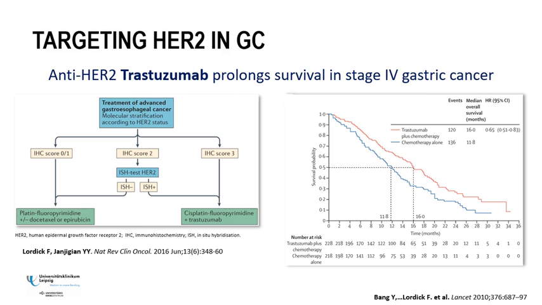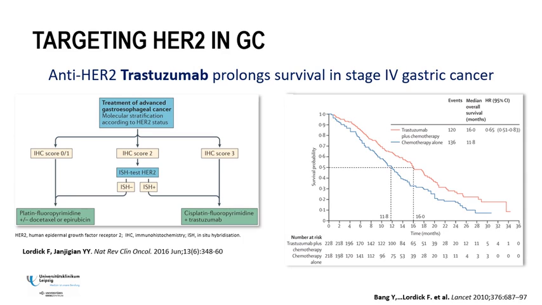Fortunately, we have at least one targeted treatment that is effective. I am speaking here about the anti-HER2 directed monoclonal antibody Trastuzumab, which prolongs survival in stage 4 gastric cancer with an overexpression for HER2. The overexpression status is determined by using immunohistochemistry.